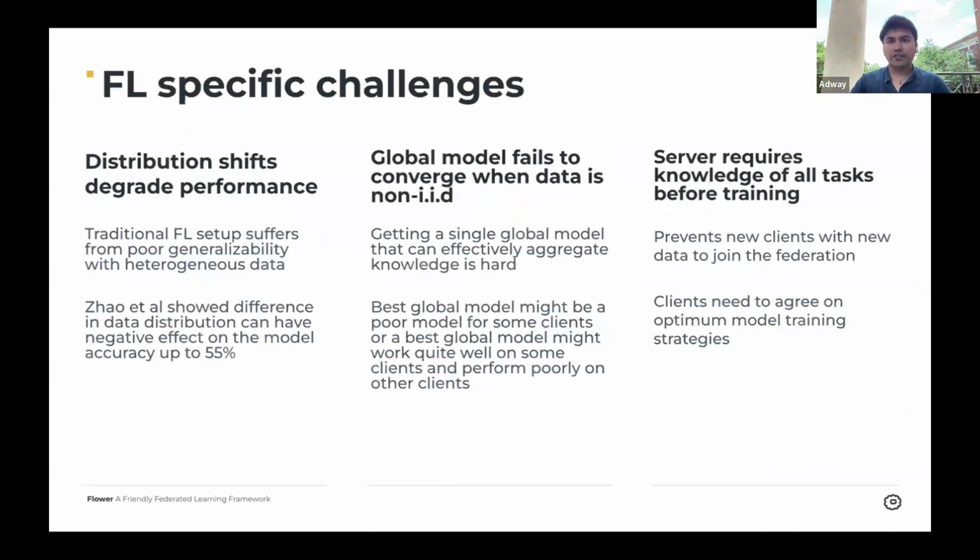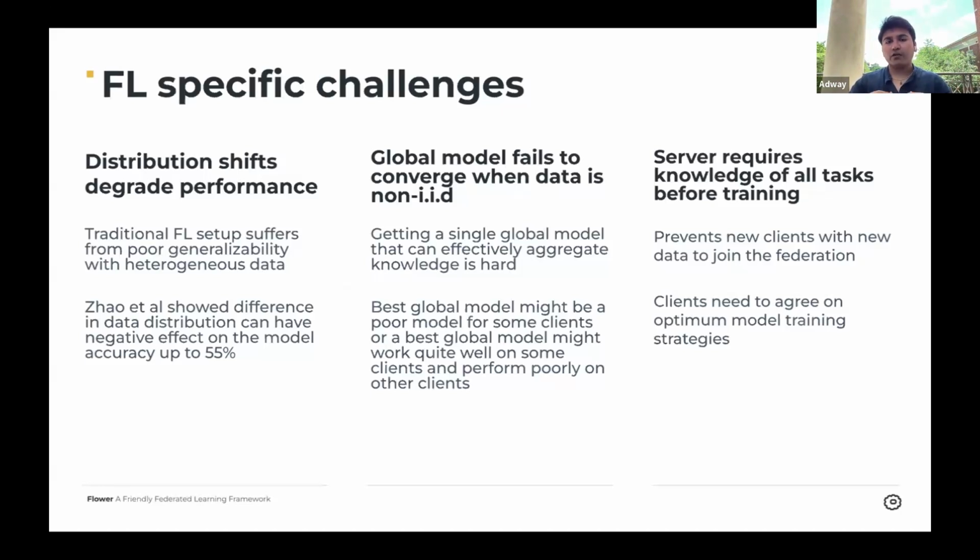Some FL-specific challenges are also a concern. Firstly, we have distribution shifts which degrade performance. In traditional federated learning setups, we've seen poor generalizability when you have client heterogeneity, which means clients usually have completely different tasks that they're training on. A paper from Zhao et al. showed that the difference in data distribution can have such an adverse effect that it can lead to a drop in accuracy by up to 55% for the global model when we're training the global model at the server.